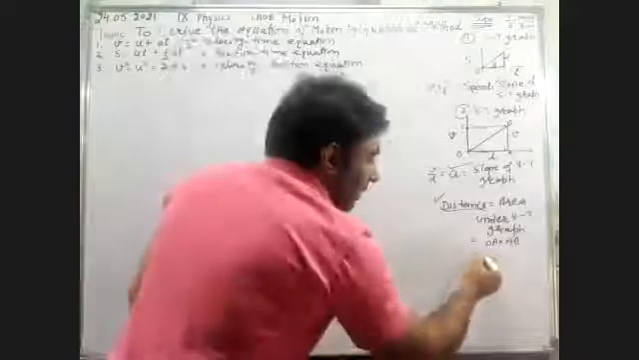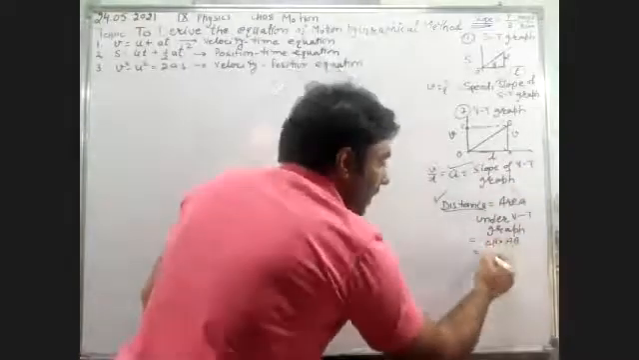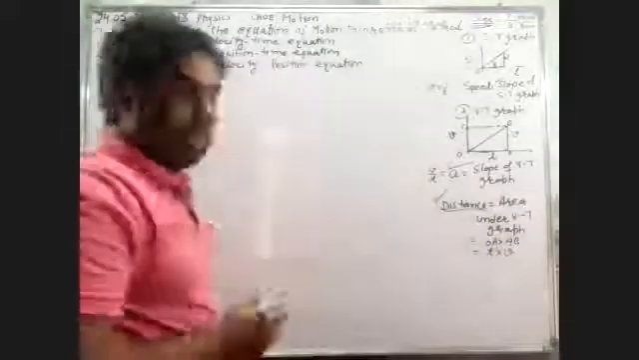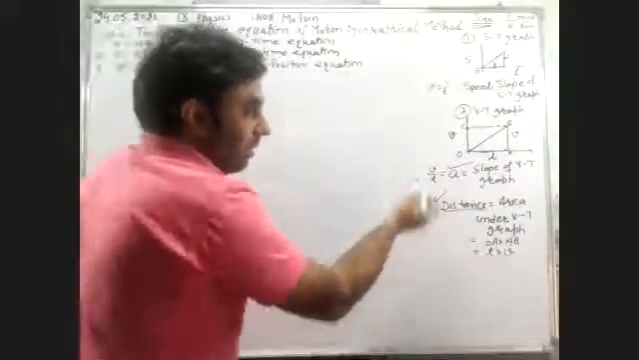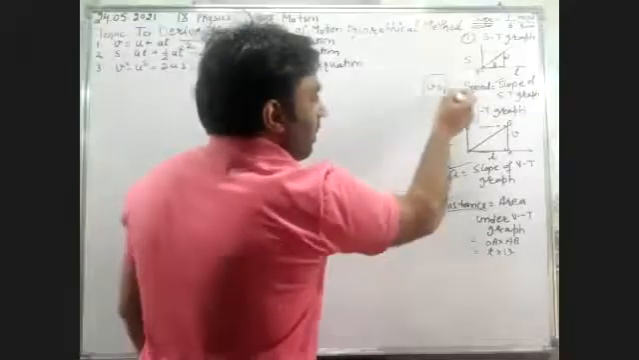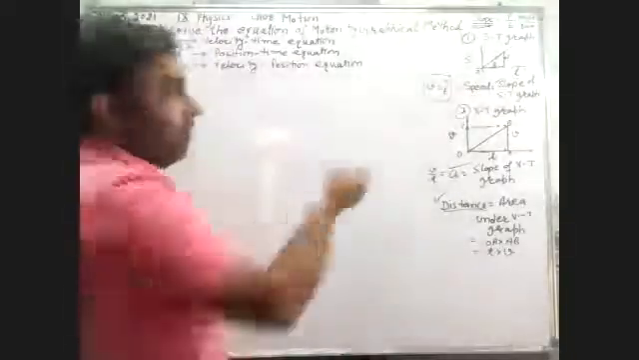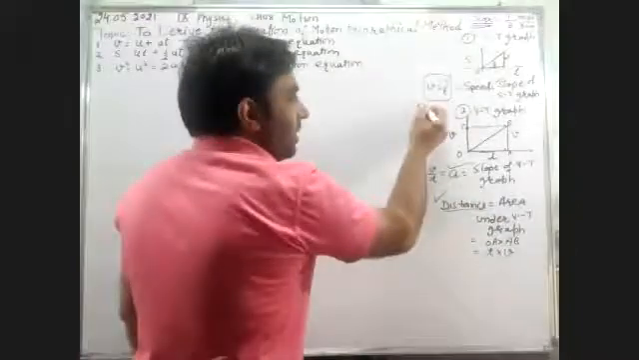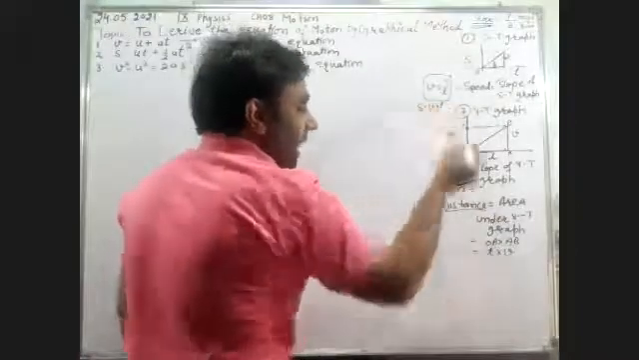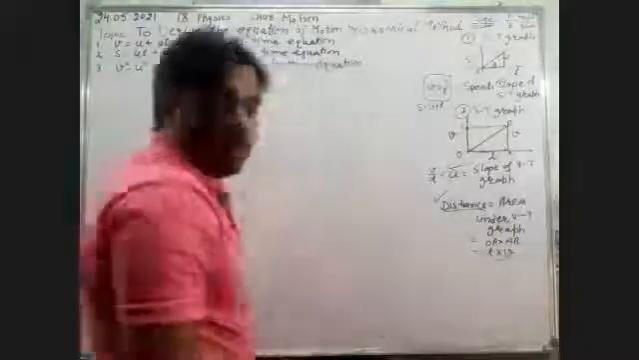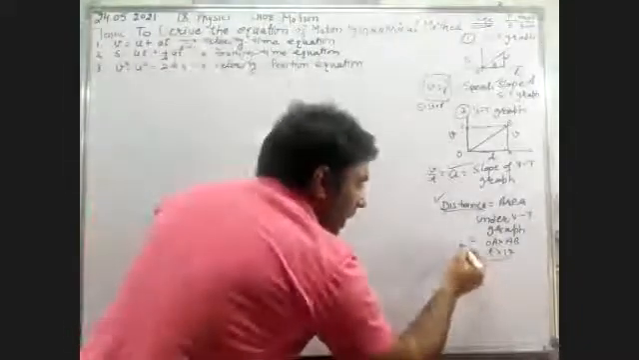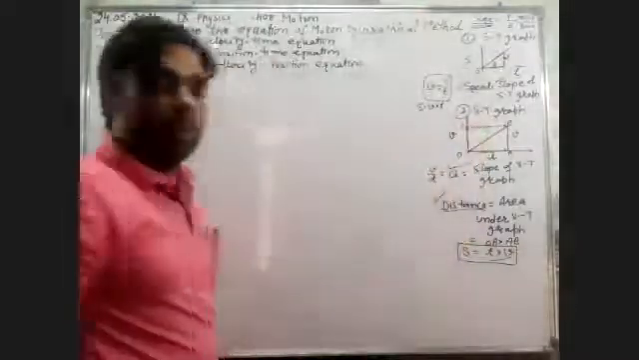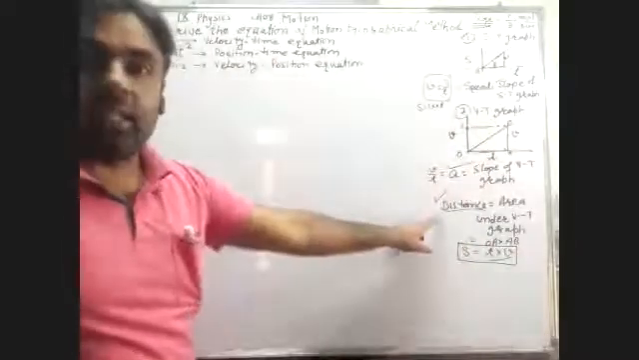What is OA? OA is time. What is AB? AB is velocity. Again, look at the formula. Distance divided by time is velocity. So what about the distance? Velocity multiplied by time. And what is velocity multiplied by time? It is distance. So with the help of the velocity-time graph, we can also calculate distance.